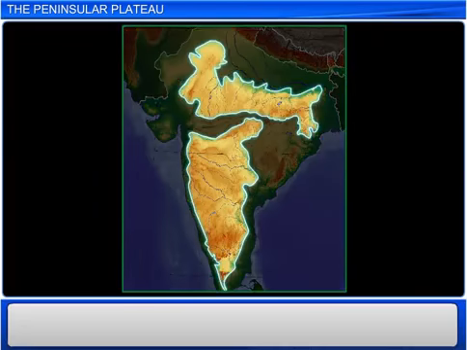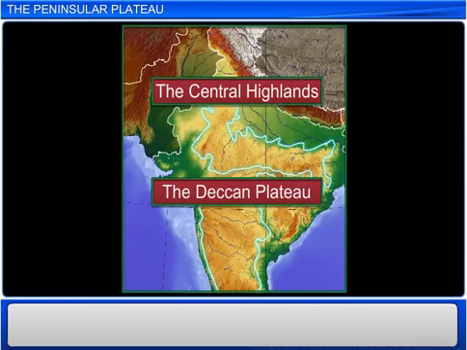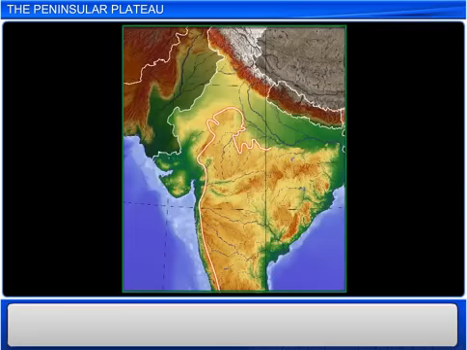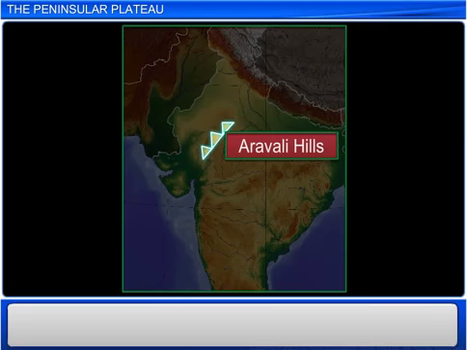These were the two broad divisions of the peninsular plateau. But before we complete the discussion on the peninsular plateau, let's take a look at its northwestern margins. On the western and northwestern margins of the plateau, you will find the Aravalli Hills, one of the oldest ranges in the world.